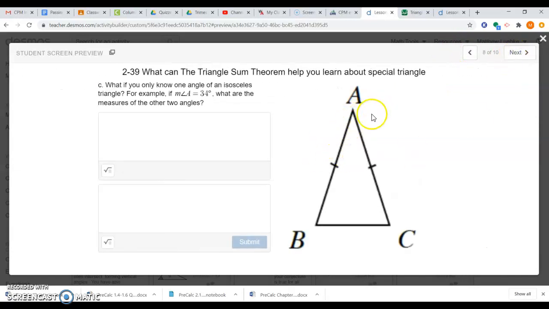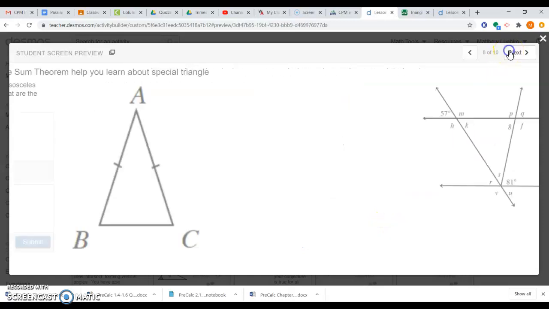Here, we know that A is 34, so this angle up here is 34, and we know that B and C are going to be the same because, again, it's isosceles. So you have 34 taken away, which leaves you with so many degrees left to work with. And so you have to say, I have this many degrees left, half of it has to go to B, half of it has to go to C. We have to figure out what that number is.